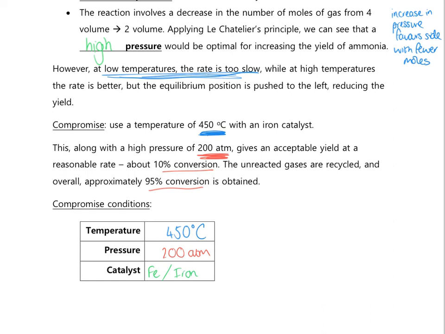So those are your compromise conditions. Reasonably high temperature, but not super high. Your catalyst of iron, and then a pressure of 200 atmospheres. So that is achieving a compromise between an acceptable yield and a reasonable rate.